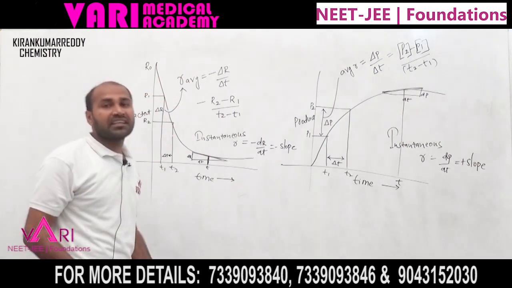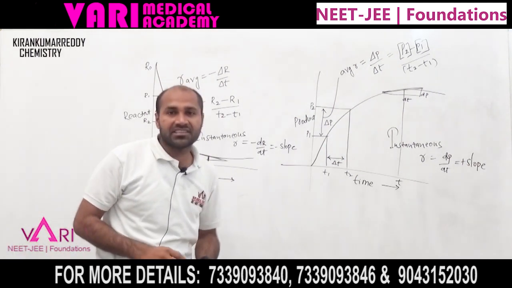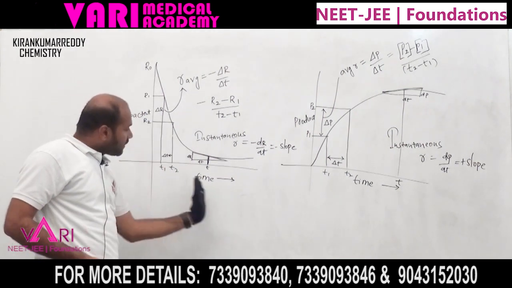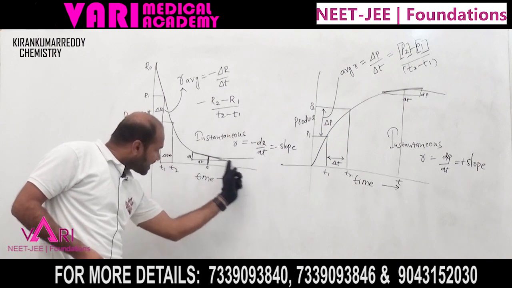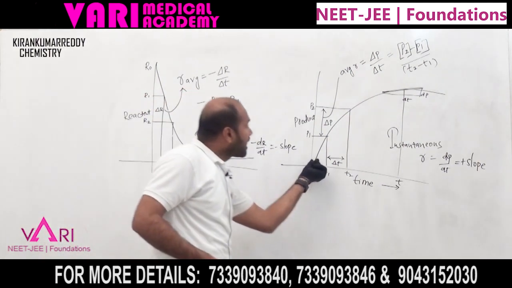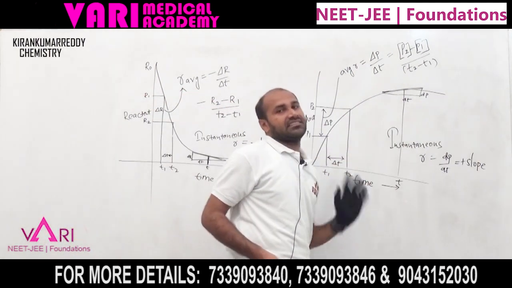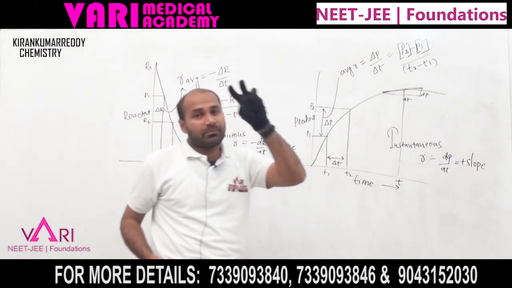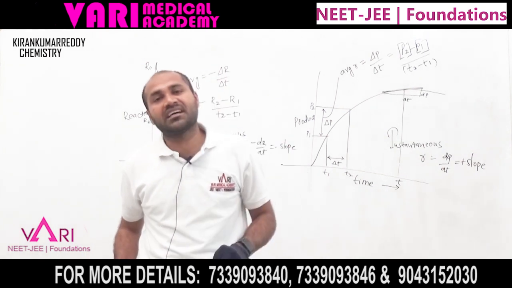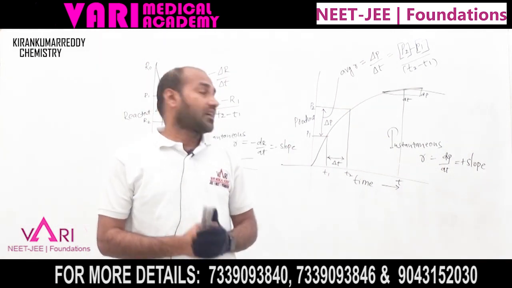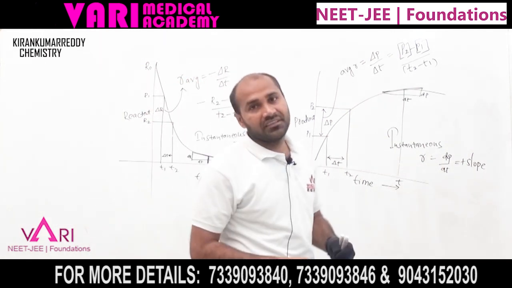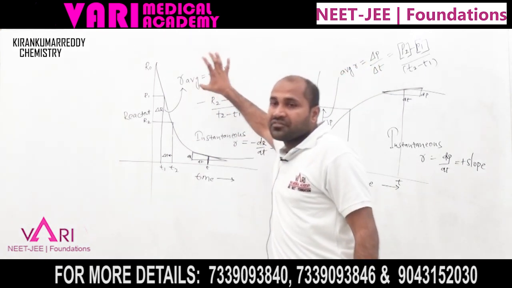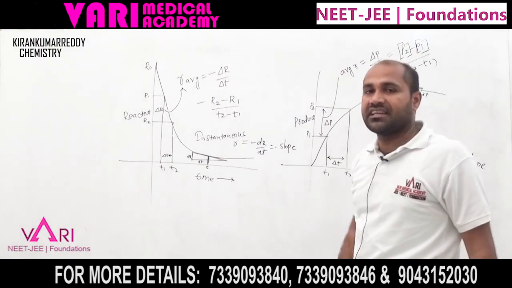What you understand from this graphical representation: as time increases, reactant concentration decreases and product concentration increases. For instantaneous rate, at a particular time, at a particular point, you have to determine the rate of reaction and use this graphical representation. It will be useful for understanding the average rate of reaction and instantaneous rate of reaction.